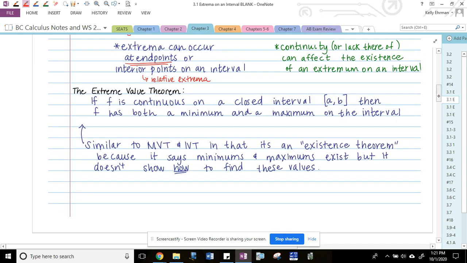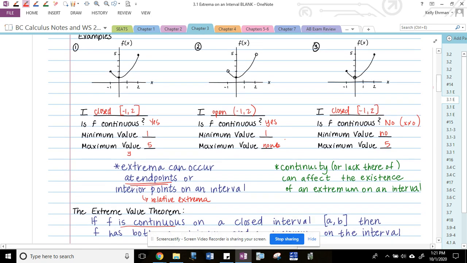Okay, the extreme value theorem. If f is continuous on a closed interval a to b, then f has both a minimum and a maximum on the interval. This is just an existence theorem, right? It doesn't tell us what that value is. It just says there has to be one. So if you look at graph 1 described, this is a closed interval where the function is completely continuous, so it did have both a minimum and a maximum. Number 2 did not have a maximum because it's not a closed interval. It's an open interval where the endpoints are not defined. And number 3 didn't work out because it is a closed interval, but it was not continuous on that interval.